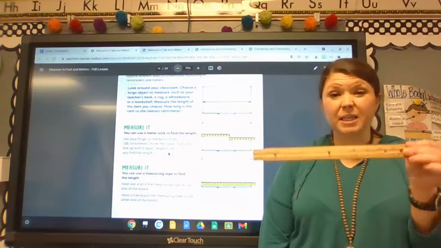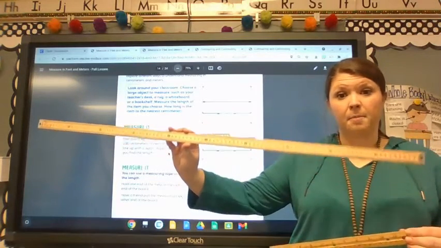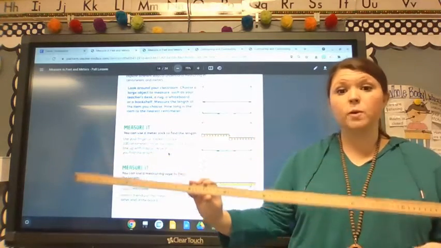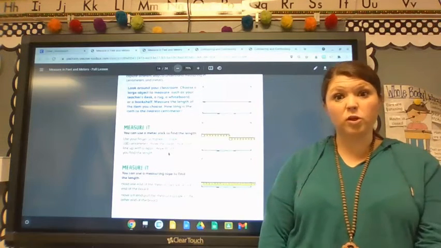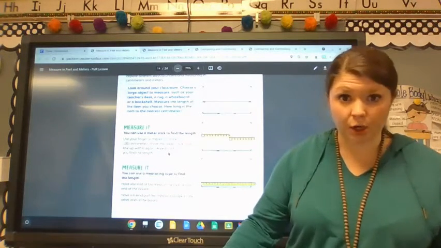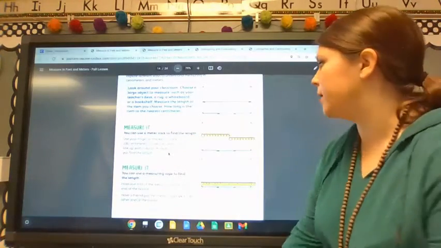So a ruler is a smaller measuring tool than the meter stick. So when we're trying to measure smaller objects, the ruler would be a more appropriate tool. But when we're trying to measure something larger, that's going to be way bigger than 30 centimeters, the meter stick would be a more appropriate tool.